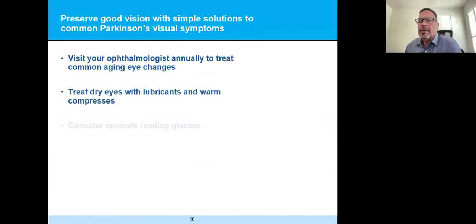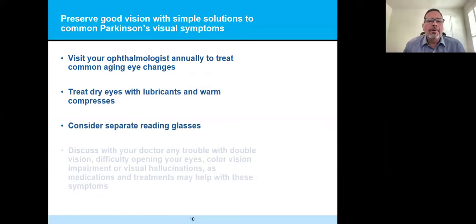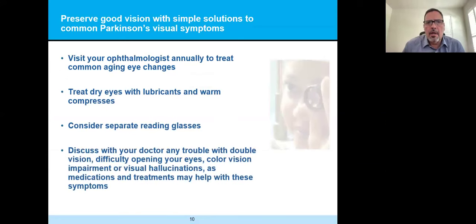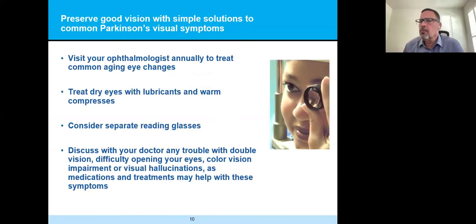Now, these are simple things that everybody should be doing as we age, and some simple things that can help in patients with Parkinson's. Like we said at the very beginning, there are many conditions that occur as we age. So if you're having any issues with your vision, the first thing you should do is get a full eye exam, because that way they can detect aging changes that could be completely unrelated to Parkinson's. They can also detect issues related to Parkinson's and treat those.